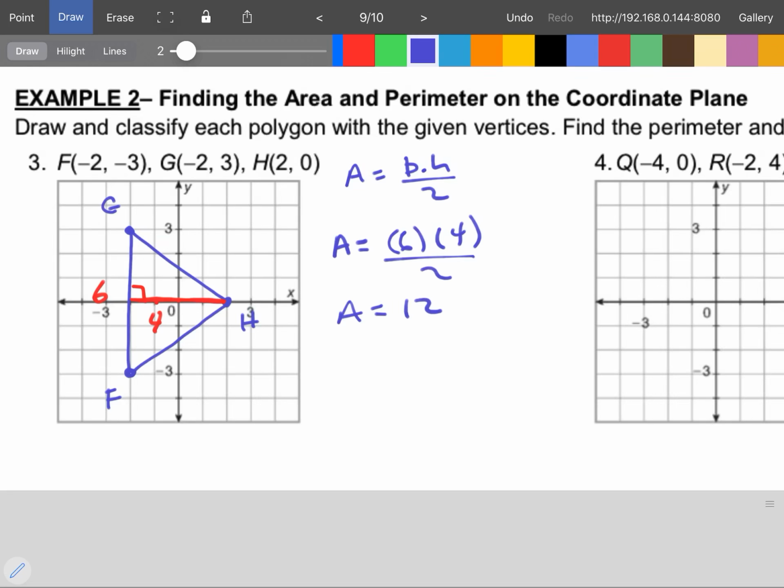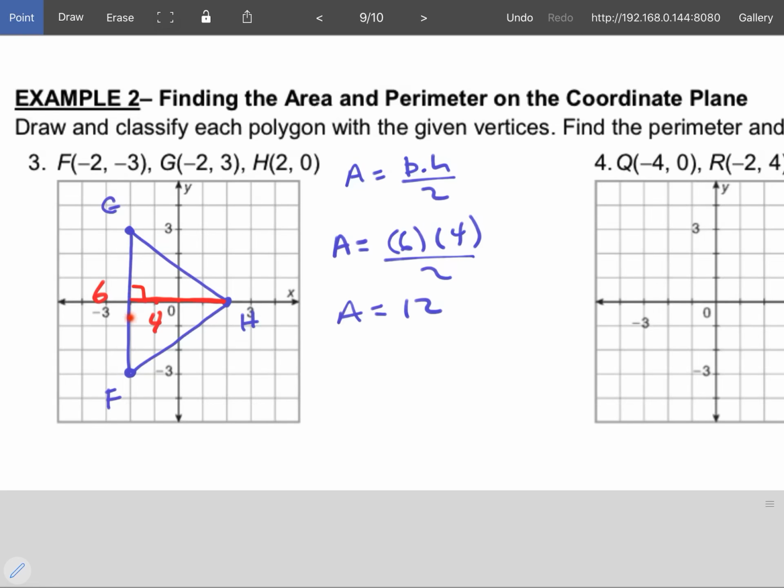But then we got to find the perimeter. Well, to find the perimeter, we need to add up the sides, right? We're going to add up all the sides. So we're going to add this side, which we know is 6, but then we also got to find these two sides. Well, I think you can see that these two sides are congruent, right? You can see that FH is the same thing as GH. So really, we need to find one of these sides.